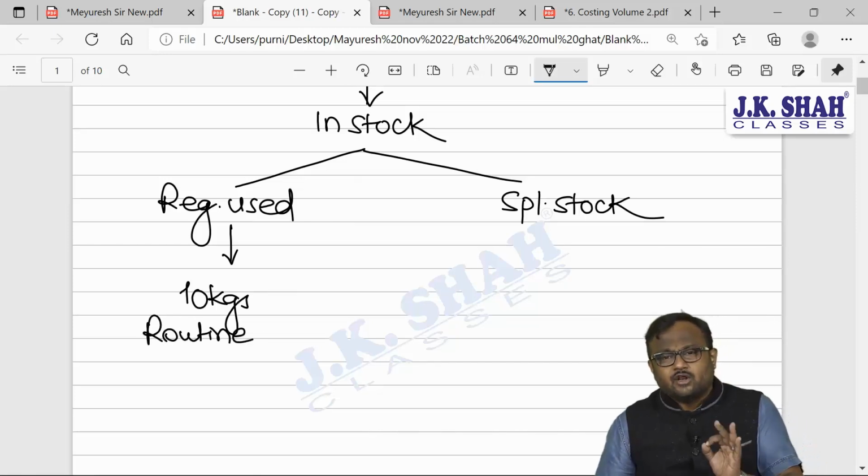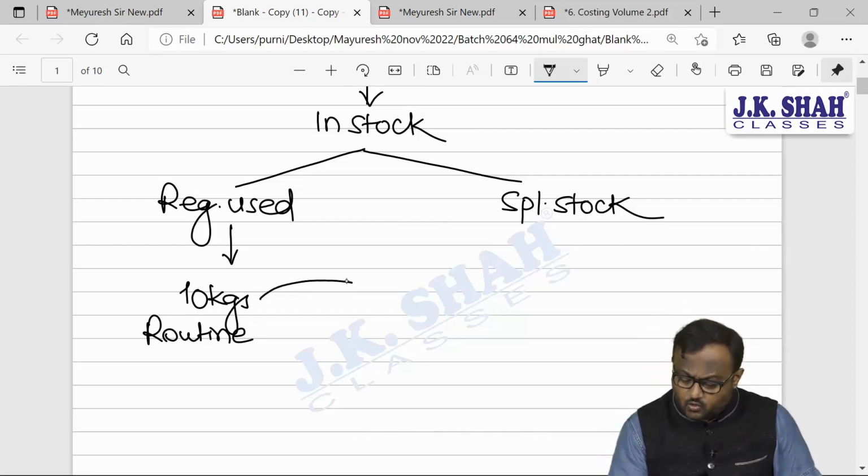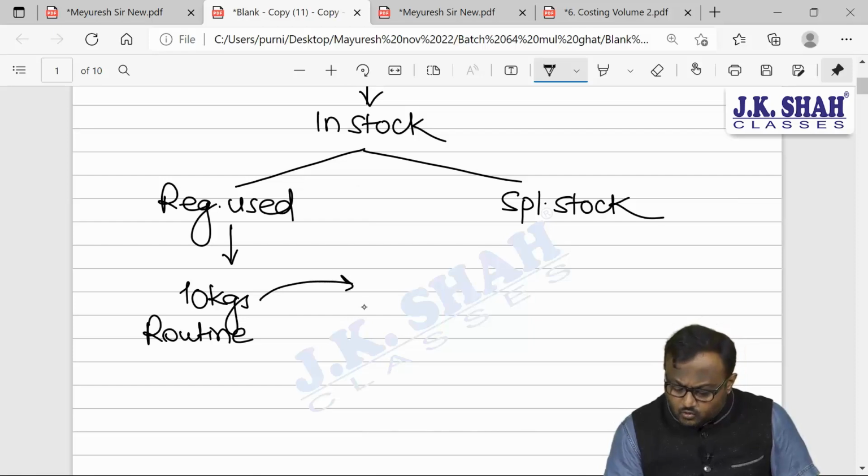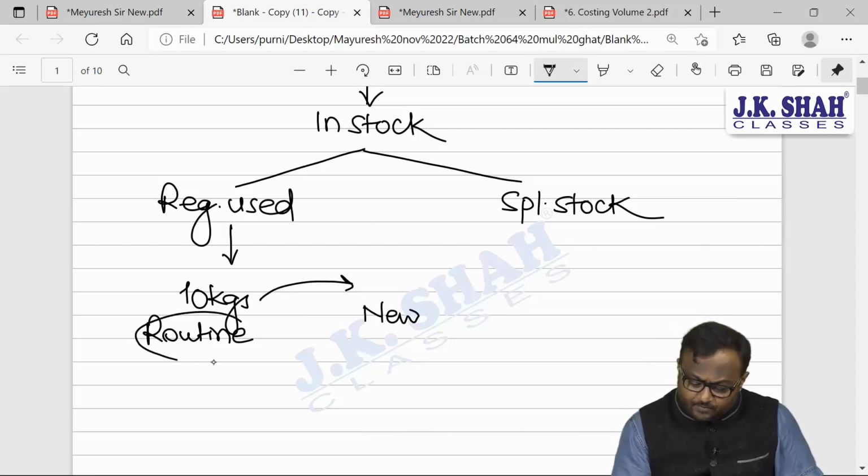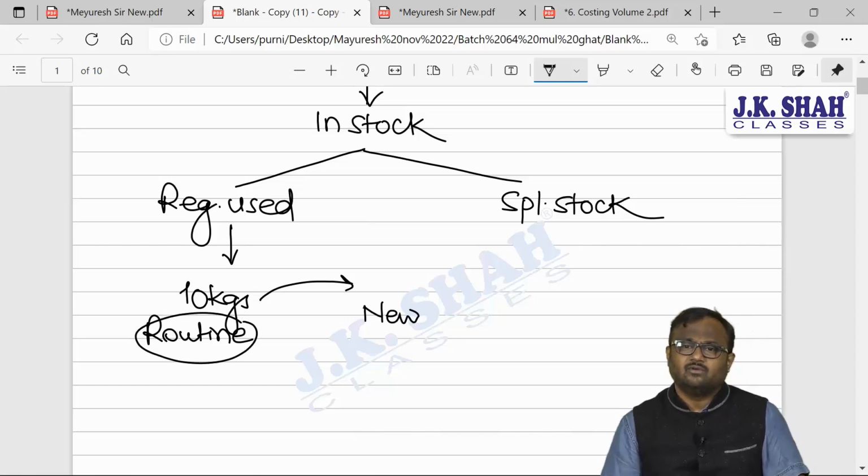If it is regularly required for the routine production process, and I use it for the new job undertaken by me, then for the routine process I'll have to buy 10 kgs anyhow. So current replacement cost is important for me. I hope you are understanding this.